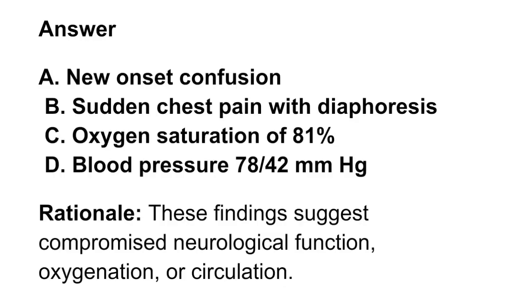C. Oxygen saturation of 81%. D. Blood pressure 78/42 millimeter of mercury. Rationale: these findings suggest compromised neurological function, oxygenation, or circulation.